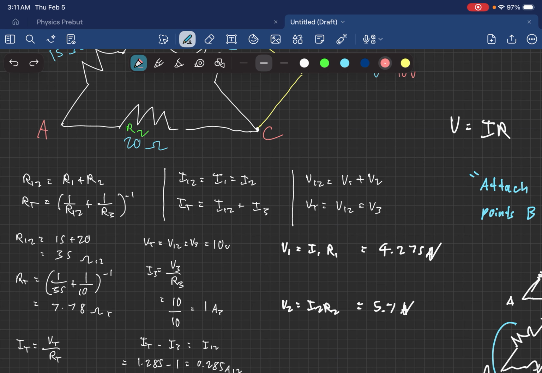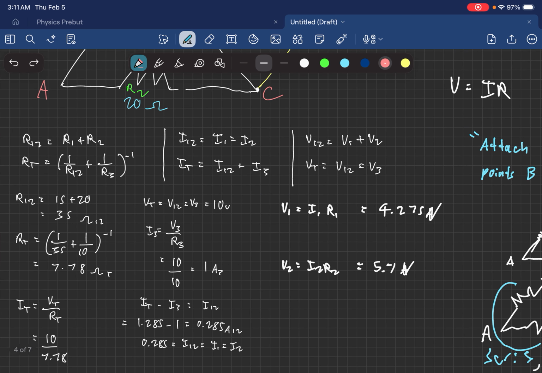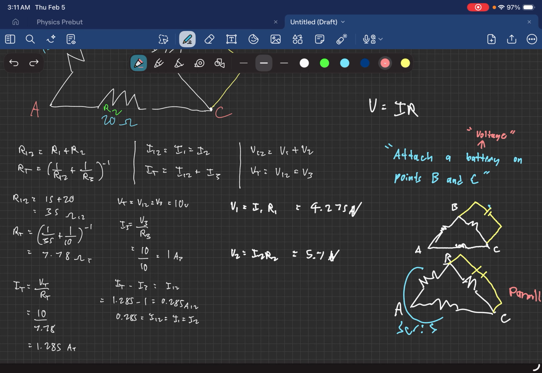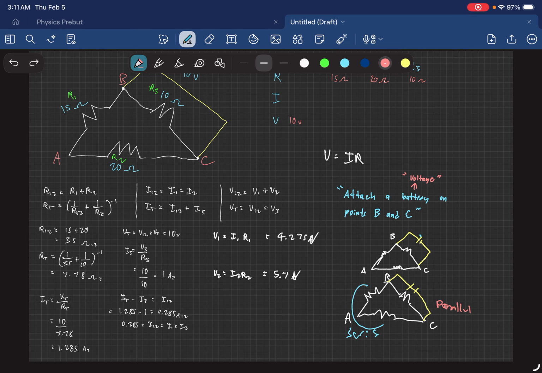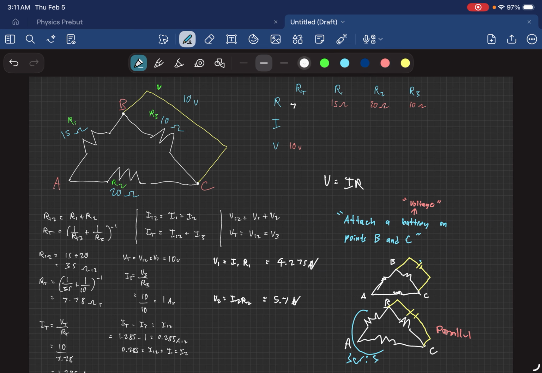Yes, so let's solve. R12 equals our R1, 15, plus our R2, which is 20. That gives us 35 ohms. And now, since we have our R12, we can get our R total, so follow the formula. 1 over 35 plus 1 over 10, raised to negative 1. Our R total is 7.78 ohms. So we write that.